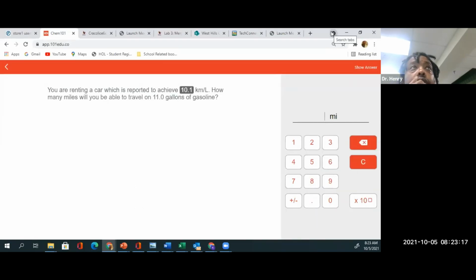Okay, it says you're renting a car which is reported to achieve 10.1 kilometers per liter. How many miles will you be able to drive on 11.0 gallons of gas? Okay, so let's see what we know or what we can figure out. So we have gallons of gas, and then we have this conversion factor, which changes kilometers to liters.